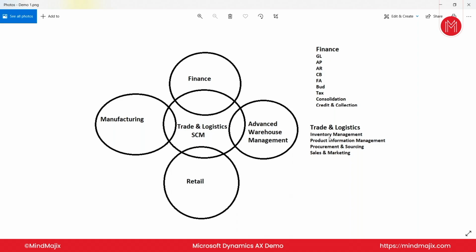By knowing trade and logistics, we will use inventory management. What are the topics that are included? Product information management. What are the topics that are included? I will let you know. Product procurement and sourcing, and sales and marketing.